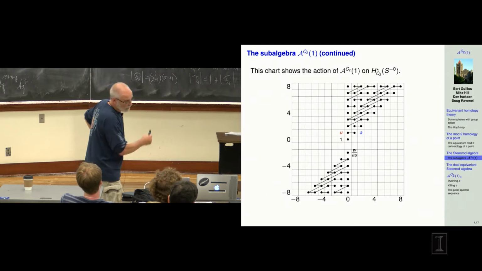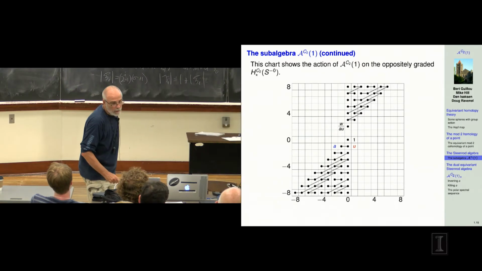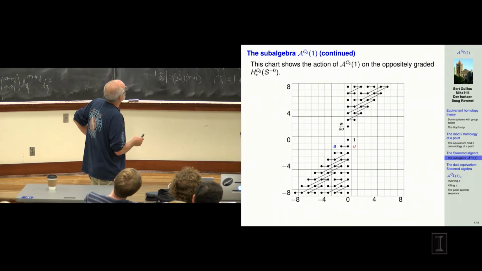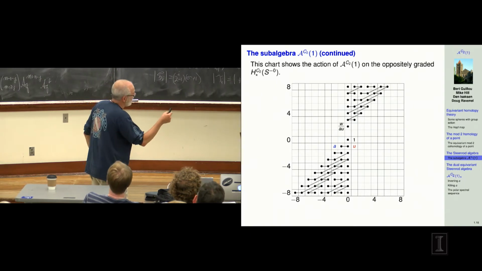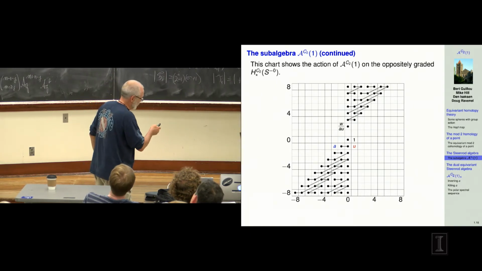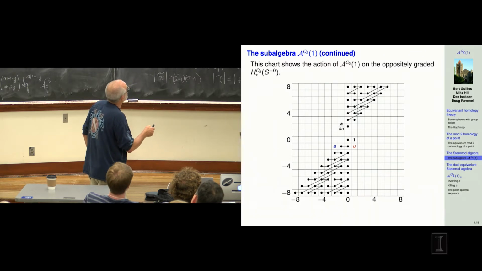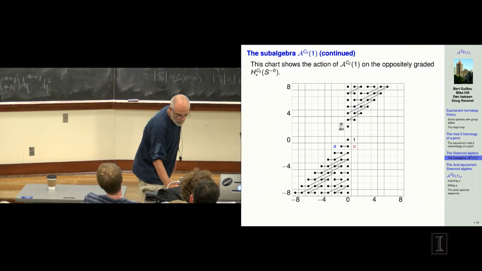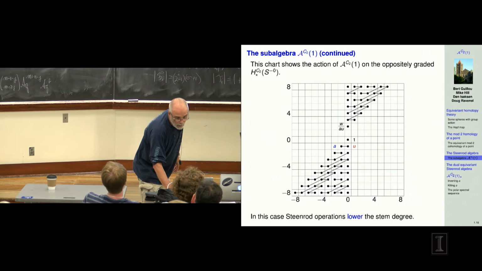There's the 5-pointed star. Now, for the homology of the sphere spectrum, the gradings are turned around, and the Steenrod operations lower degree, but otherwise the picture is the same. So it looks like this.